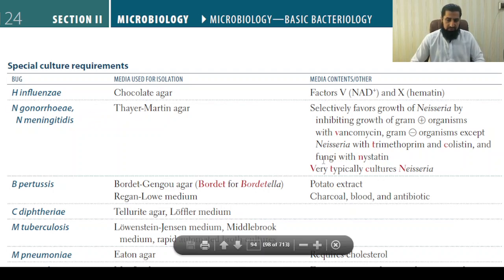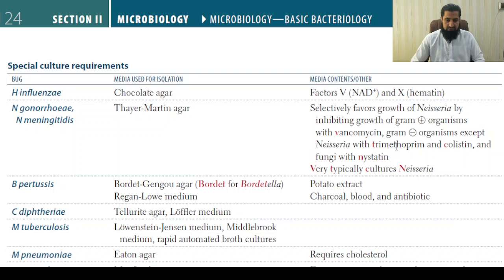This is how to remember this. V for vancomycin, T for trimethoprim, and N for nystatin.